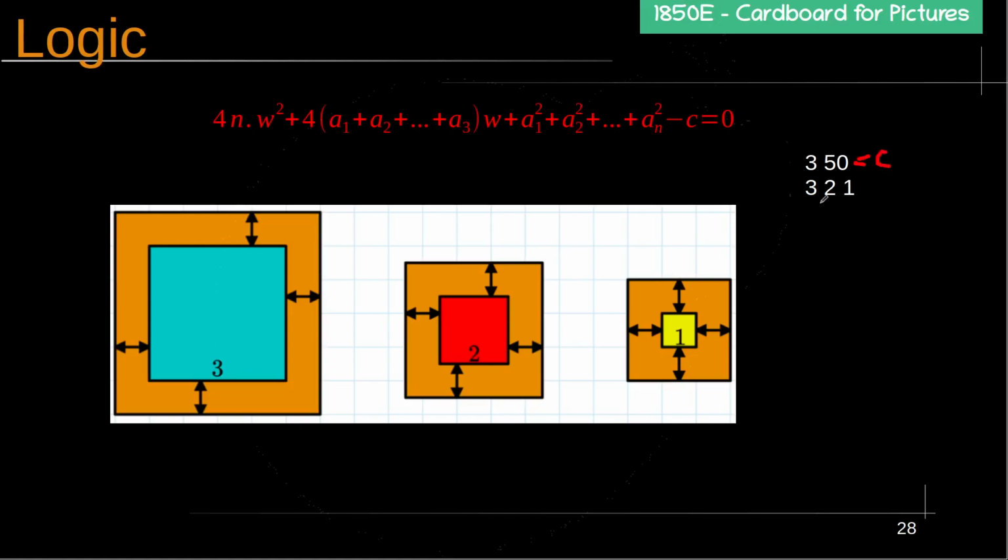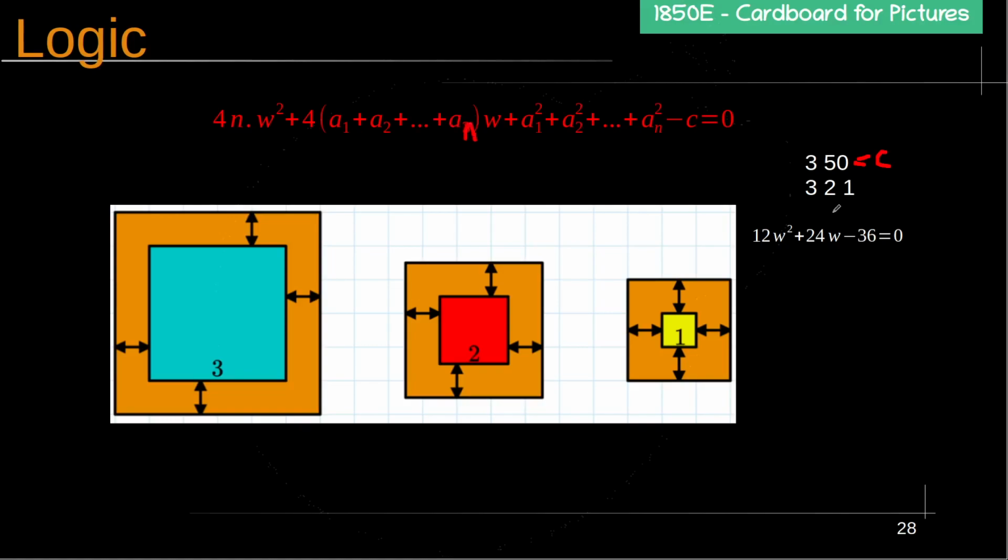And we have the size of each of the 3 pictures. The first picture is of size 3, the second picture is of size 2, and the third picture is of size 1. Here we can say that we have 4n, which is 4 times 3, which is 12, times W squared, plus 4 times (A1 plus A2 plus ... plus AN).